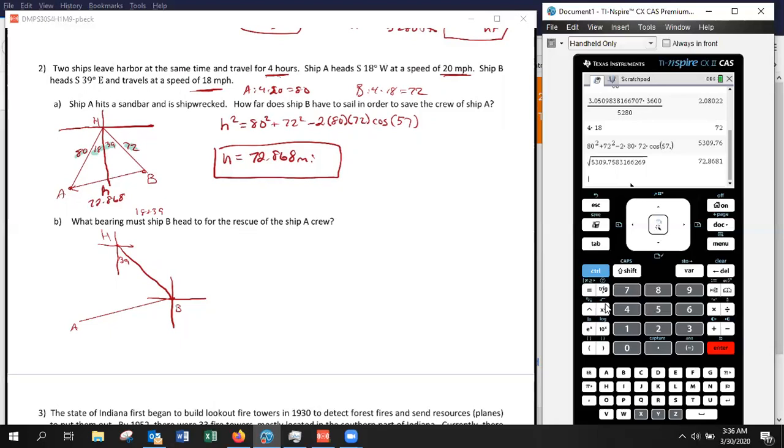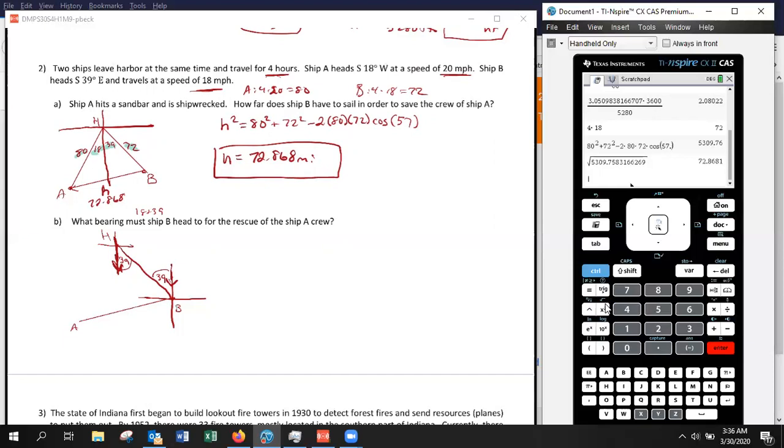The reason I want to draw my north-south axis every single time is that this axis creates, if you remember from geometry, two parallel lines. Two parallel lines are cut by a transversal, meaning this path that was traveled is the transversal. So I know that this is a 39-degree angle right here as well because of alternate interior angles.